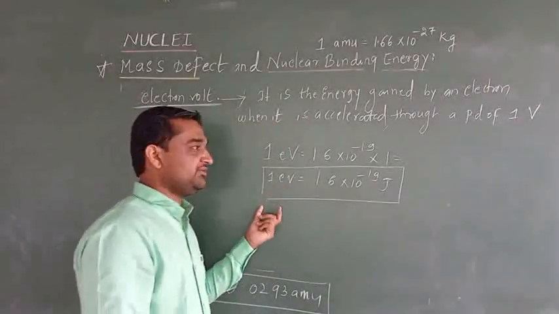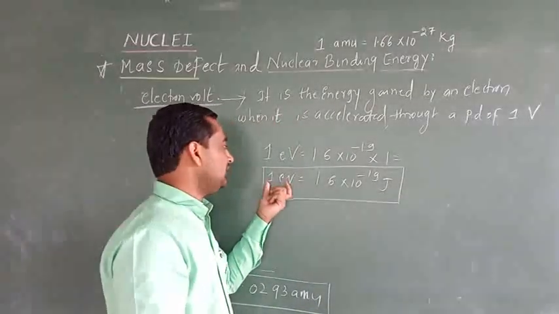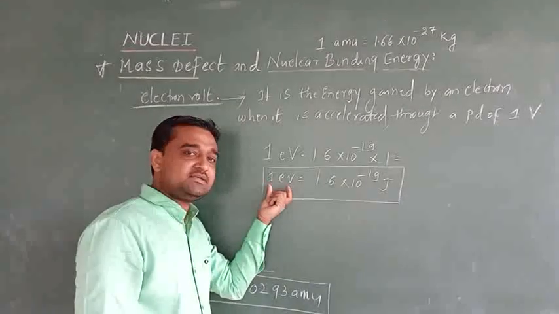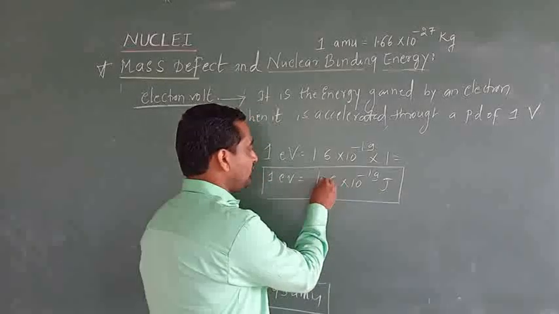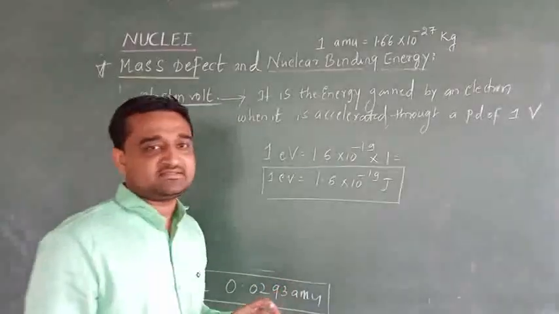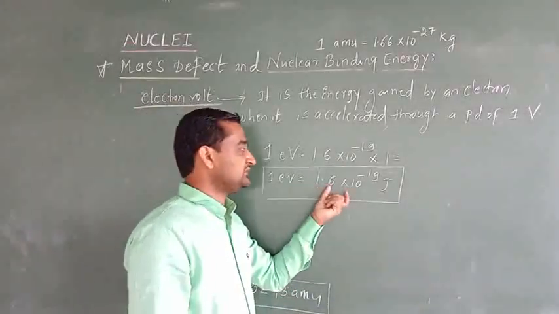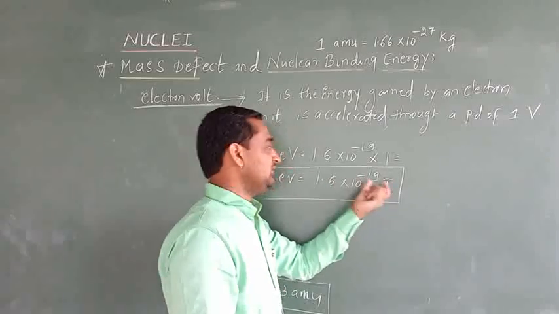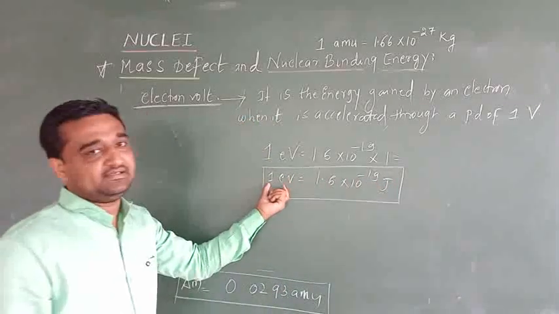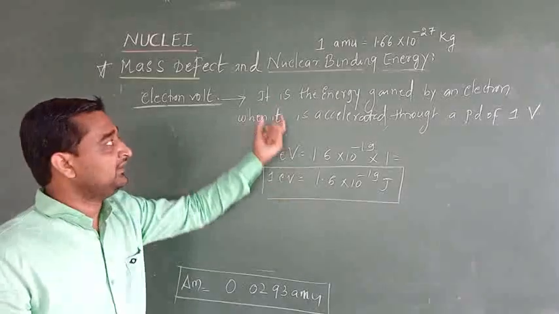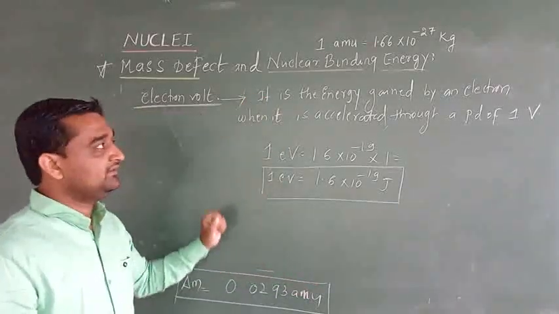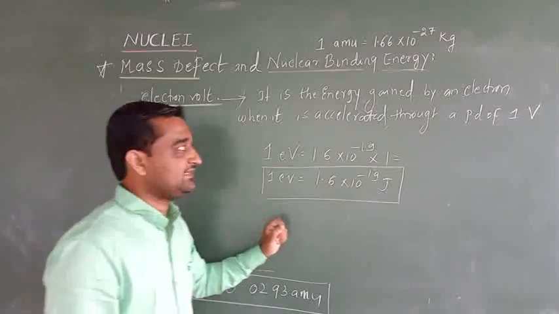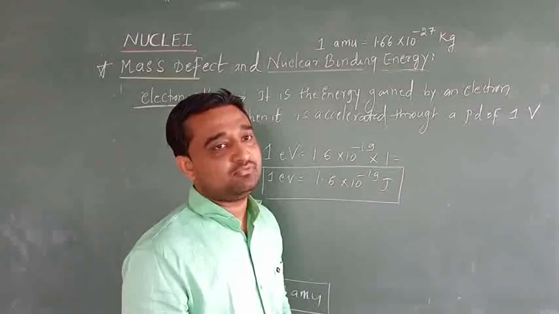This is the relation between what? The energy relation. 1 electron volt in terms of joule is equal to 1.6 into 10 to the power minus 19 joule. So 1.6 into 10 to the power minus 19 joule is equal to 1 electron volt. Right? And 1 electron volt is the kinetic energy gained by an electron when it is accelerated through a potential difference of 1 volt.